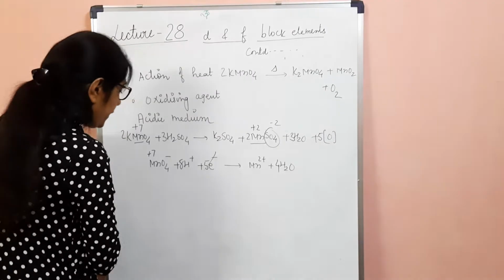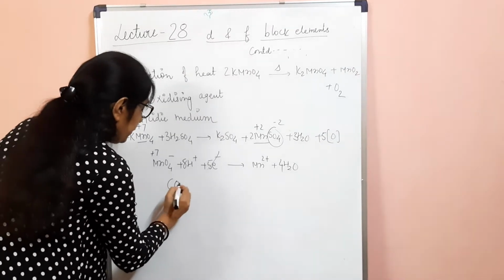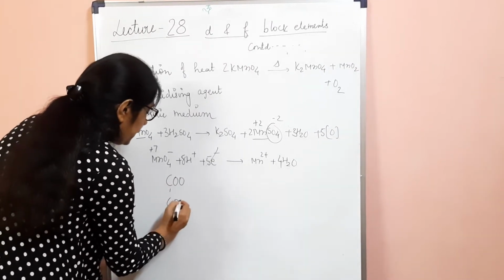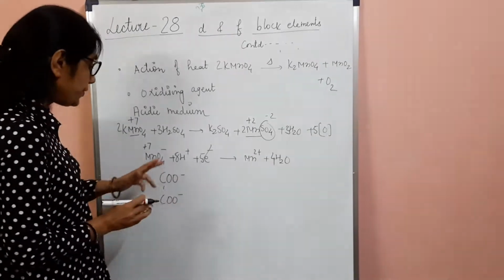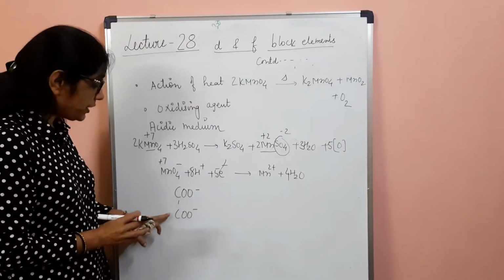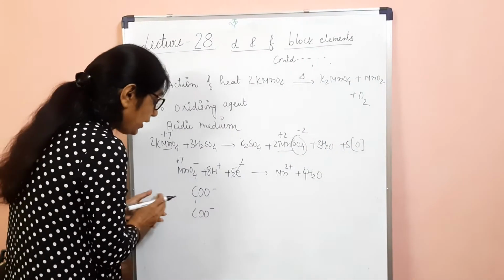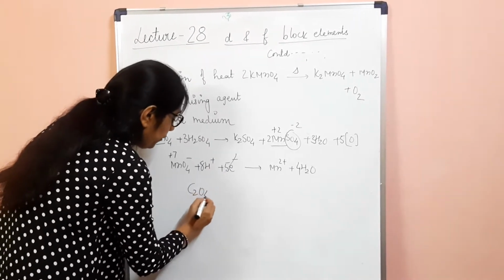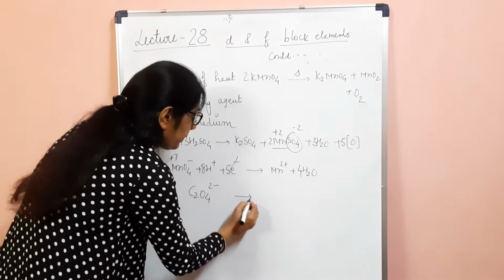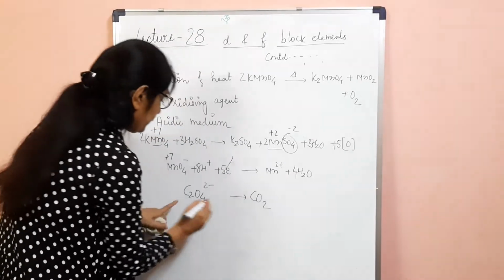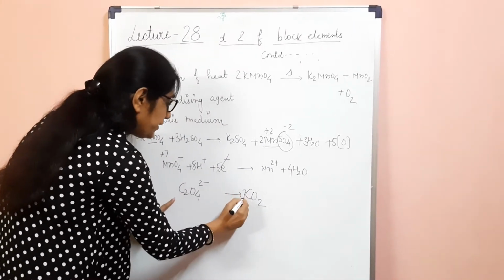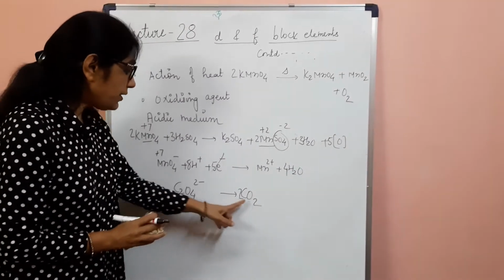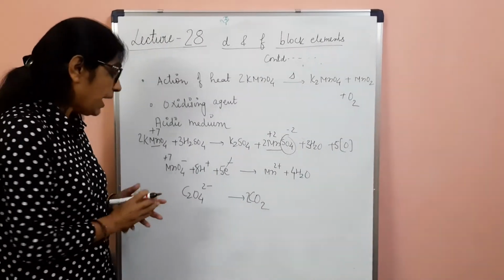Now the oxalate ion, COO minus. Instead of writing the oxalate ion coming from oxalic acid like this, you can directly write it as C2O4 2 minus, then CO2. Since there are 2 carbons here, we write 2. Now you can see that oxygen and carbon are balanced.